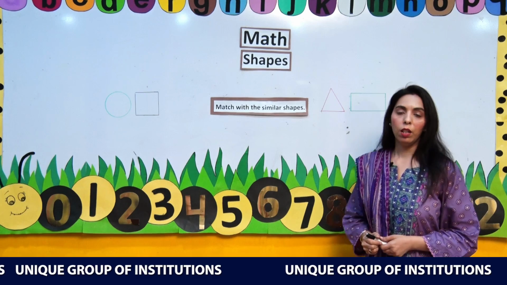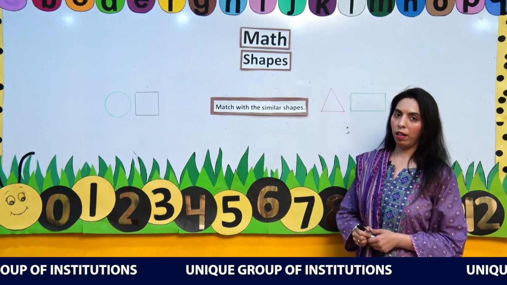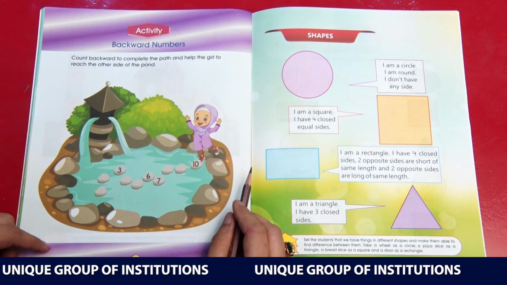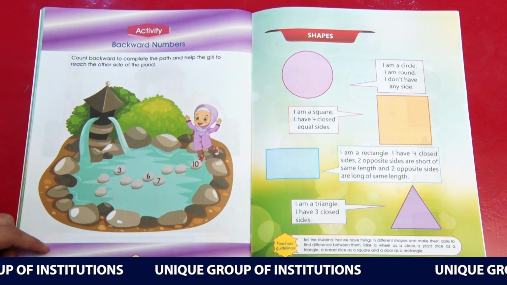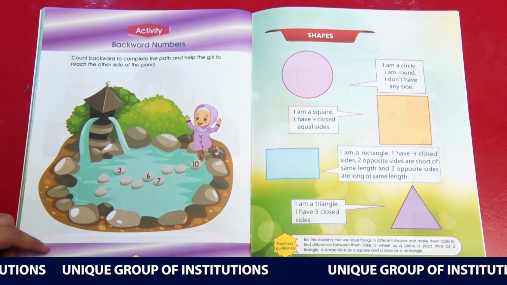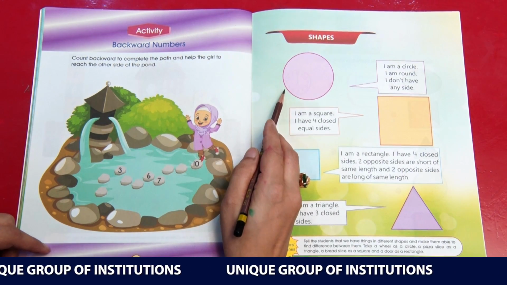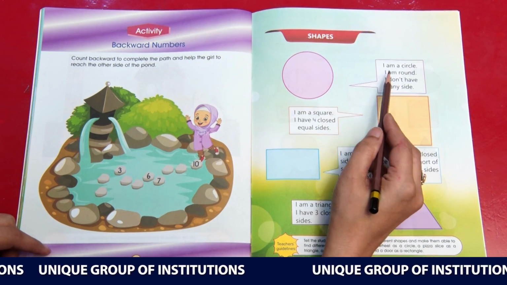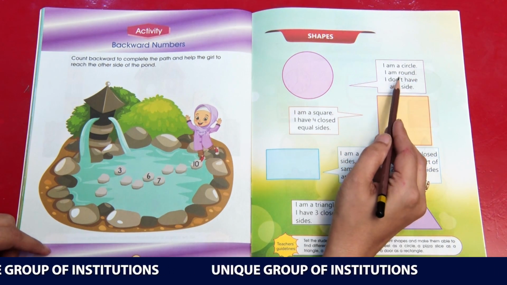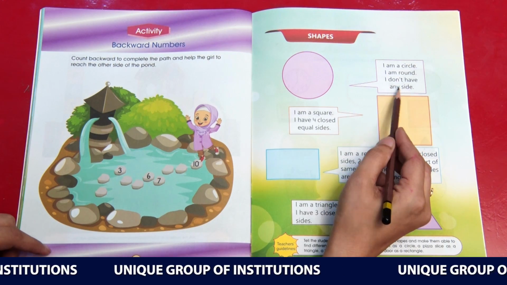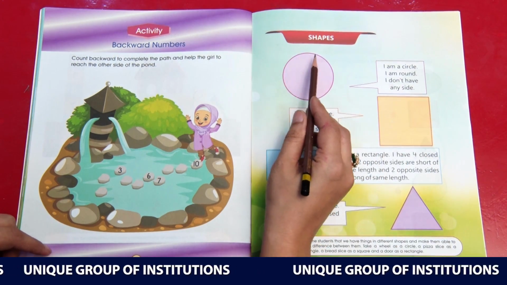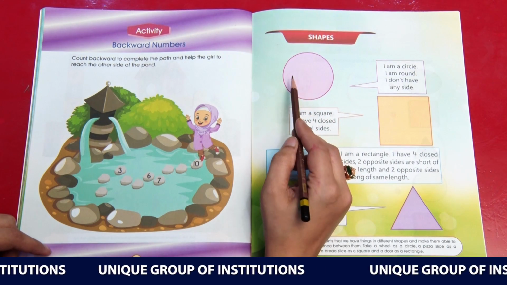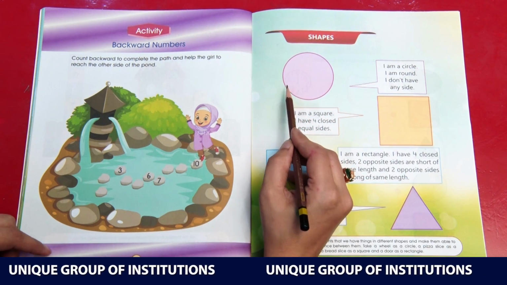Now we will move to our book and we will learn different shapes from book page number 43. The first shape is circle. I am a circle. I am round. I don't have any side. As you can see, this is round. It has no side. So this is circle.